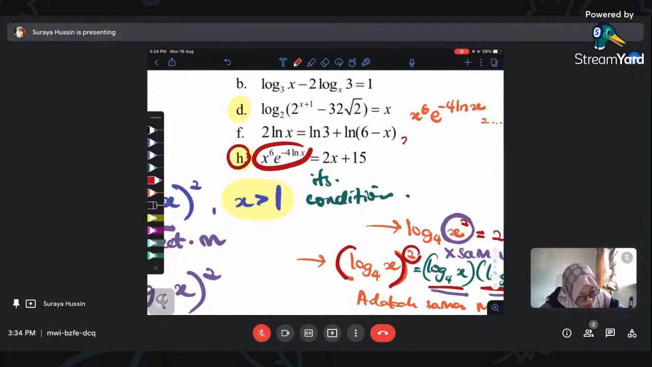The way to answer is x to the power 6 times. There is no bracket here, guys. So this negative 4 can be brought up to the power of x. So you will have exponent ln x to the power of negative 4. Why do you bring this power up? You bring this power up so that it becomes this.